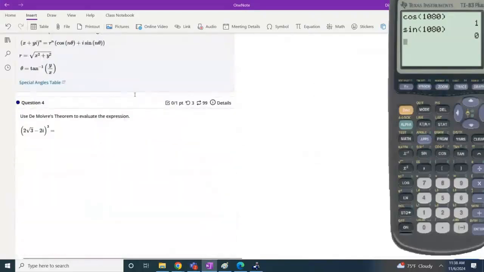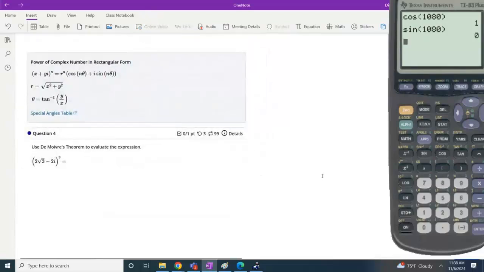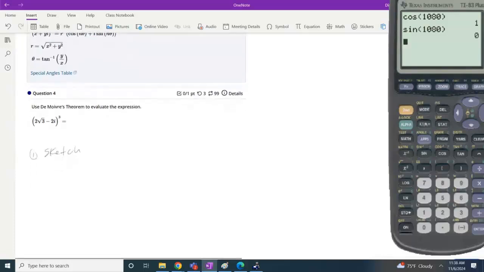And we'll take a look at the last problem. There's only 4 problems in this set. And we'll pretty much do the same thing: take a complex number, raise it to some power. So we're going to take the complex number, convert it to trig form, and use the formula. If we repeat those steps, the first step is always a sketch.